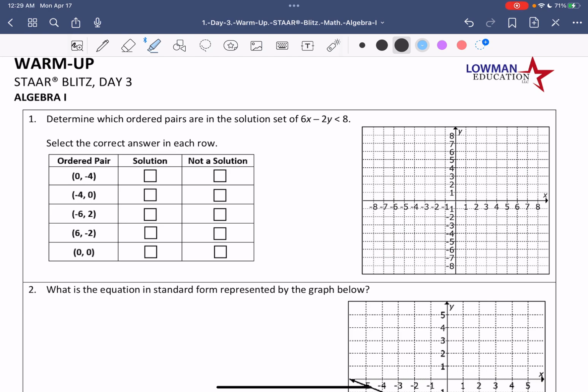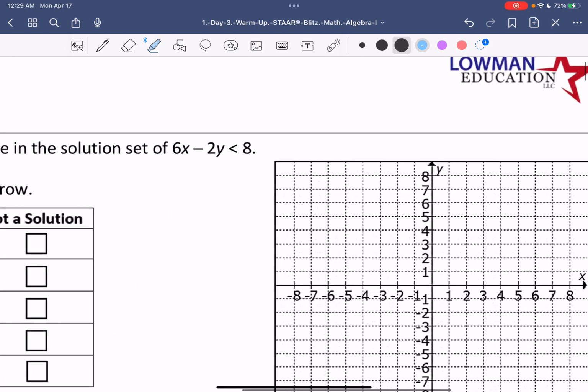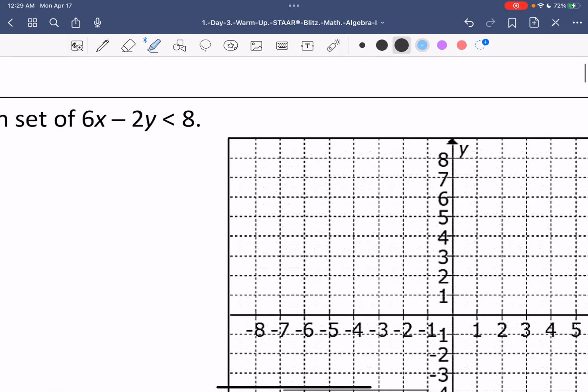So it says determine which ordered pairs are in the solution set of 6x minus 2y is less than 8. So remember, when you see something with x and y on the same side, this means this is in standard form.